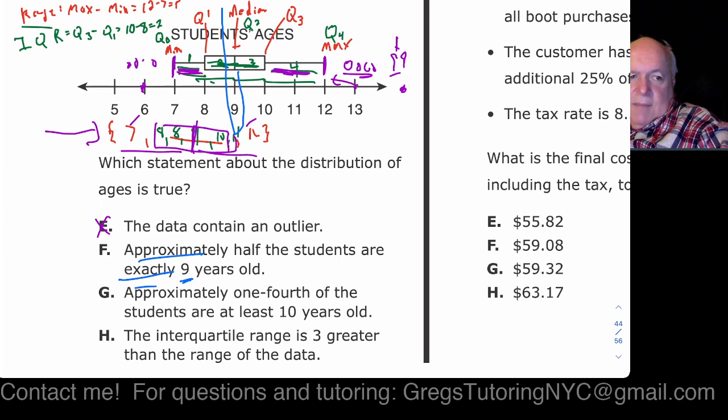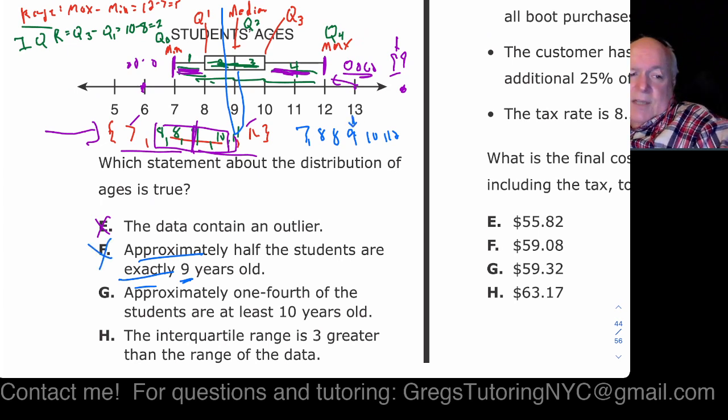Anyway, if we look at my set of data, which again was 7, 8, 8, 9, what did I have there? 10, 11, and 12. Okay, half of my data is not 9-year-olds. It just means that's where it leaned in the center. All right, so F doesn't work either.